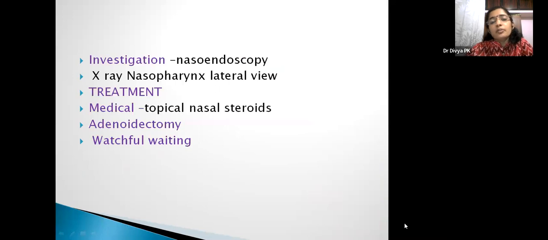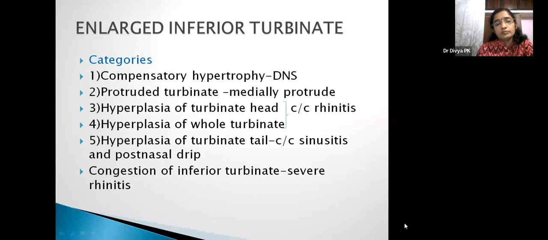The investigations will be nasal endoscopy and X-ray nasopharynx. In the periphery, we can ask for an X-ray nasopharynx lateral view. In that, there will be a blockage of the nasopharyngeal and oropharyngeal outlet, and the patient may present with snoring and all. Regarding treatment, topical nasal steroids can be tried. If it is not relieved, adenoidectomy has to be done. For mild symptoms, we can wait for the regression of the tonsil and adenoid.